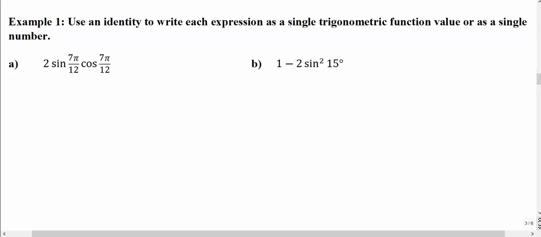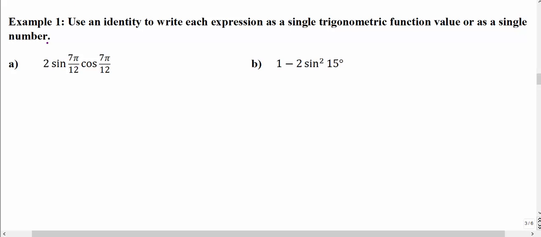Now we are going to use the double angle identities to rewrite each of these expressions as an expression with a single trig function or as a single number. So let's look at example A. We have 2 times sine of 7 pi over 12 times cosine of 7 pi over 12.